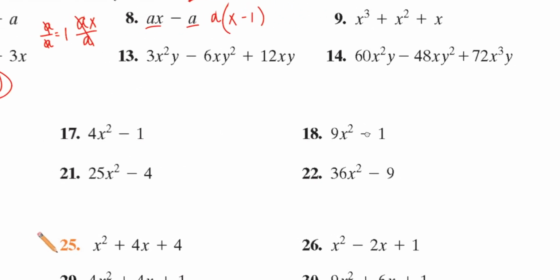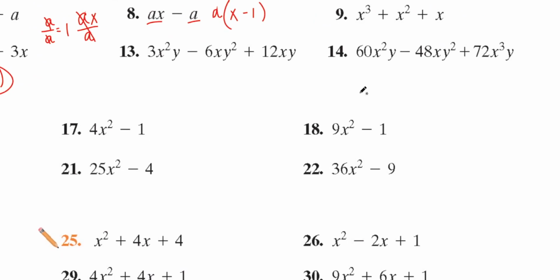Look at this crazy thing. Now we're really thinking. Oh my gosh. I got 60, I got 48, and I got 72. So this is the hardest one yet. I got to figure out what is the biggest number that divides evenly into all of those. What's the greatest? Forget the x's and the y's.